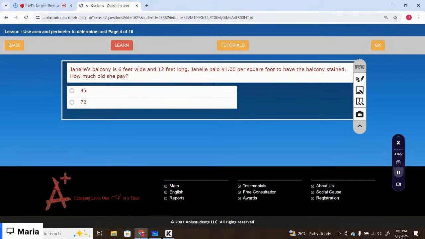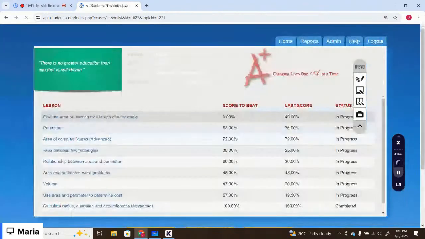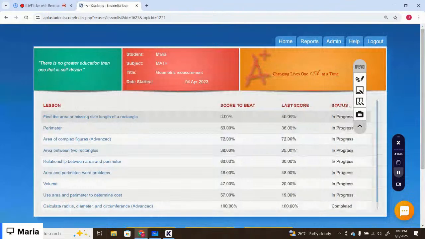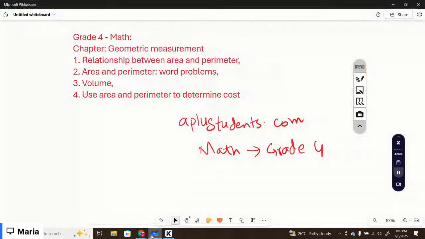Okay, you can complete the lesson by yourself later today. So we were working on grade 4 math. The chapter we were working on is geometric measurement. The lessons we have covered today are relationship between area and perimeter, area and perimeter word problems, volume, and use area and perimeter to determine cost. So please make sure before the next session you complete all the practice questions for the lessons you just did. That is your homework.